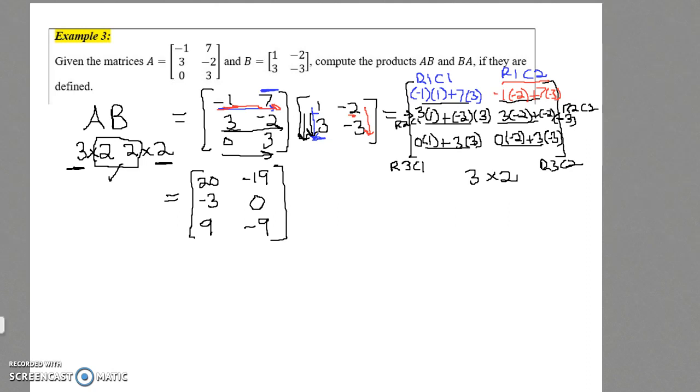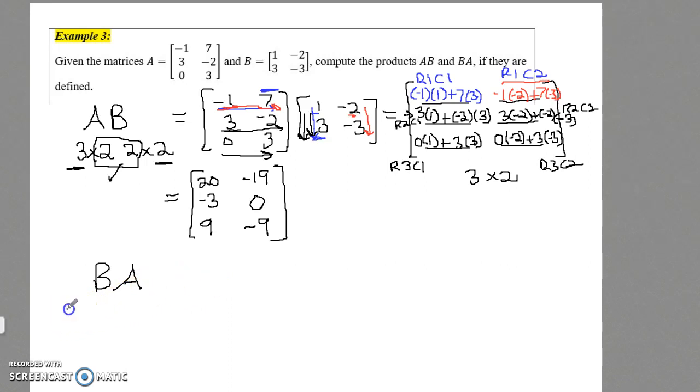Okay, now checking on the product B times A. Is it possible to multiply in the other order? Remember that matrix multiplication is not commutative. We're used to multiplying real numbers, where 1 times 3 is the same as 3 times 1. The order doesn't matter. But in multiplying matrices, the order does matter.